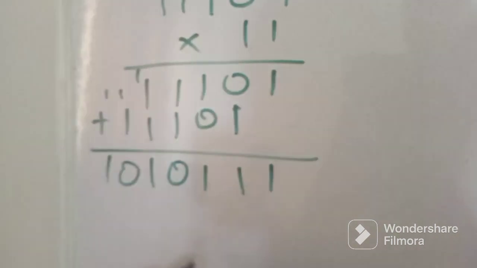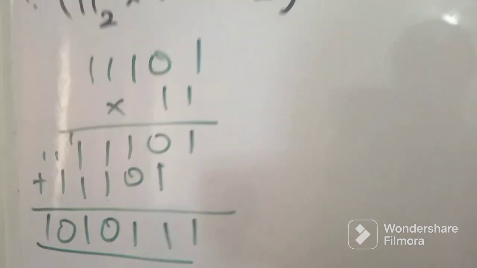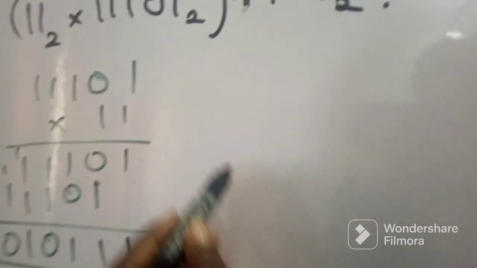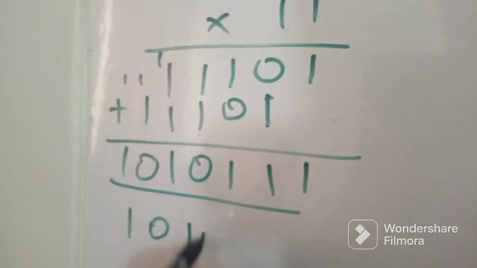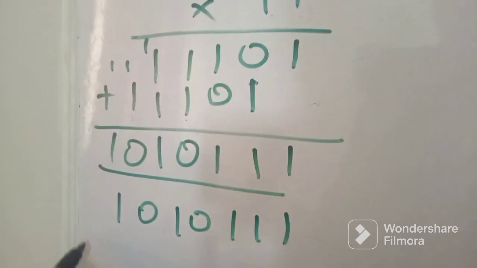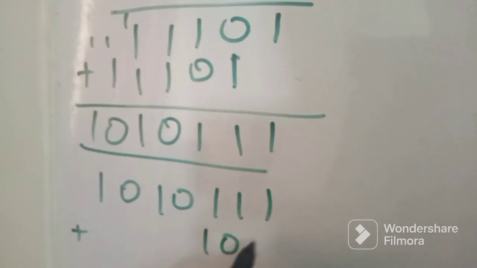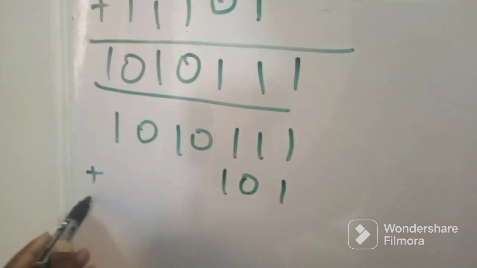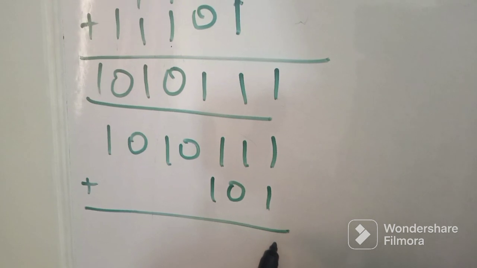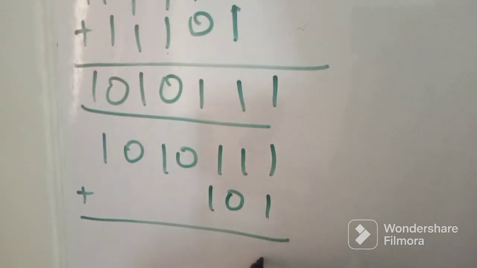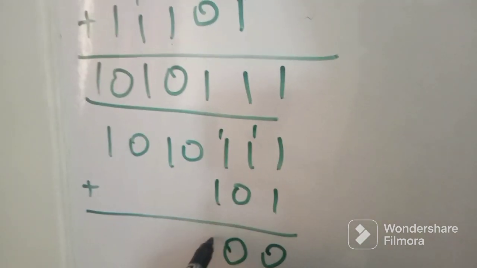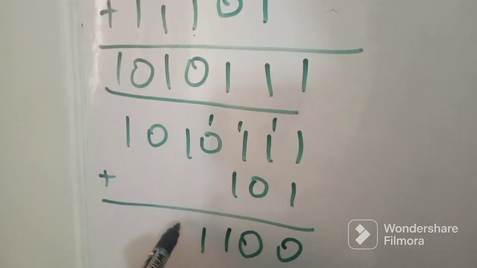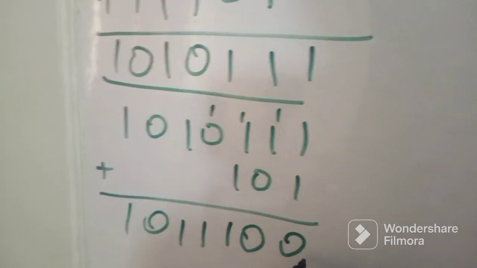Then you now add this answer to what you have here. So that is going to give us 1010111 plus 101. This plus this will give me 2, but we have to convert it. We have 0, carry 1; 2, 0, carry 1; 3, 1, carry 1; 1101 base 2. So that is it.